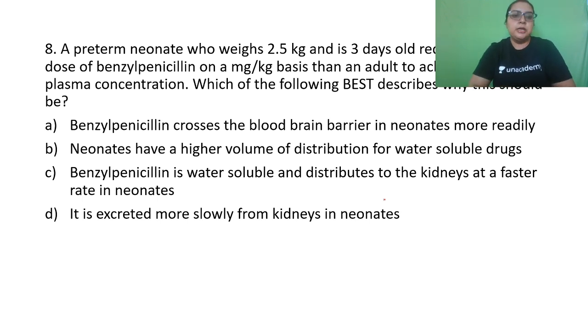Now solve this. A preterm neonate who weighs 2.5 kg and is 3 days old requires a higher dose of benzyl penicillin on a milligram per kg basis than an adult to achieve the same plasma concentration. Which of the following best describes why this should be? Now listen very carefully. This question is very important, a very good quality question, and especially now you all are in touch with pharmacology also. So I hope this question is easy for you.